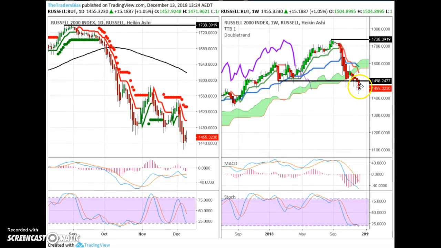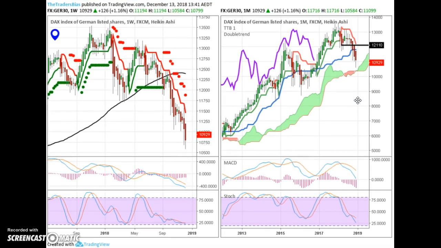Russell 2000, this support did break. I thought this support was going to hold here, but it has broken, and the Kijun's turned down, so that could be telling us that there's more downside to go yet before we see any sort of support level forming, but it's been hard to make any assumptions about it. It's going to be interesting to see how it ends the year.